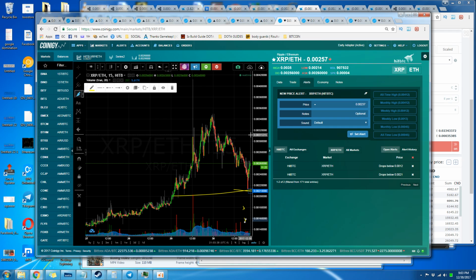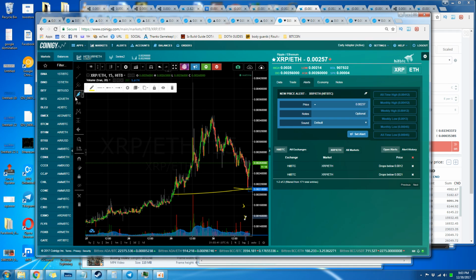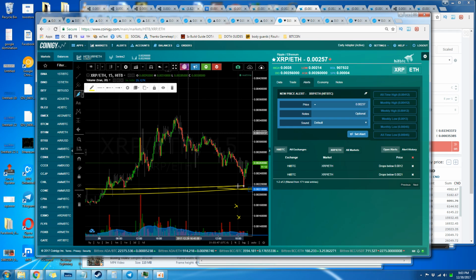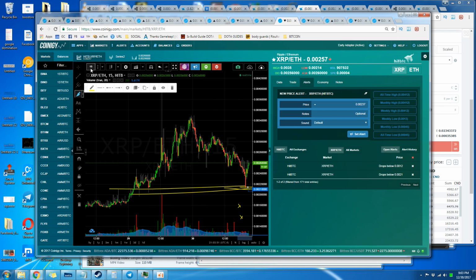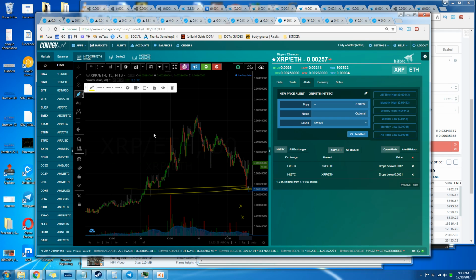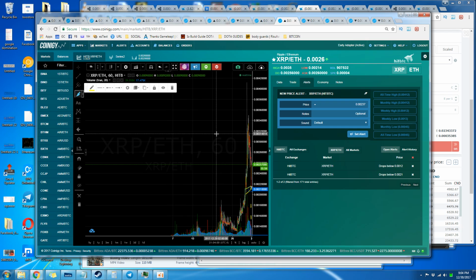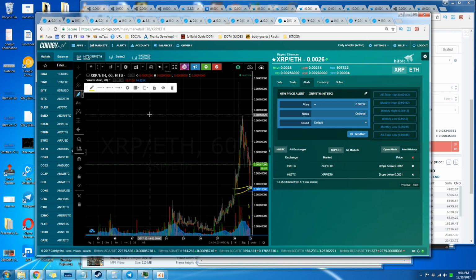Next chart, we have a... I don't know what this is. I don't know what I'm doing here actually. Oh yeah. So if I zoom out here, you can see how this is Ripple, right? One of the most famous coins, and it looks absolutely terrible right now for some reason. I don't know what's going on.